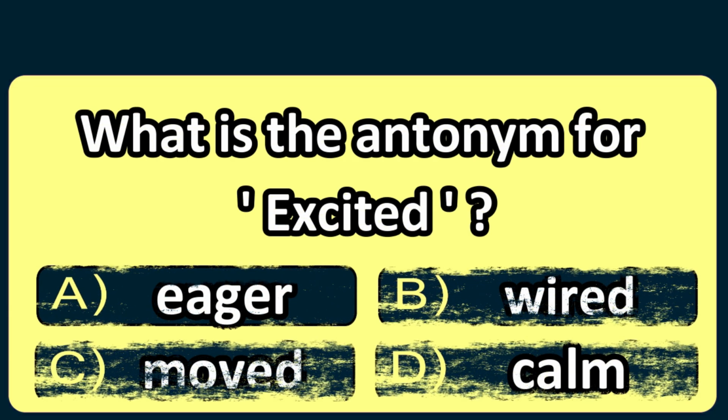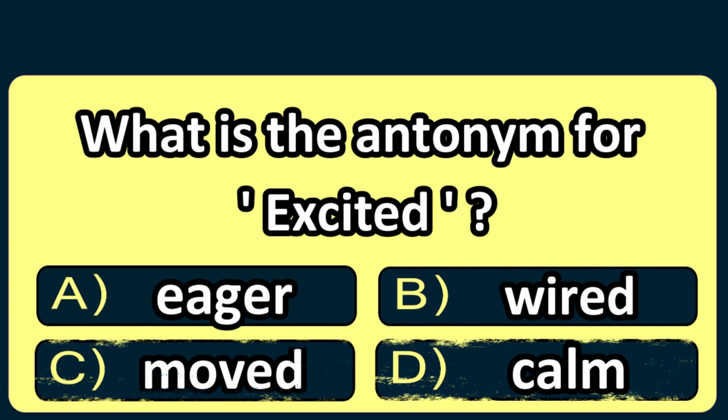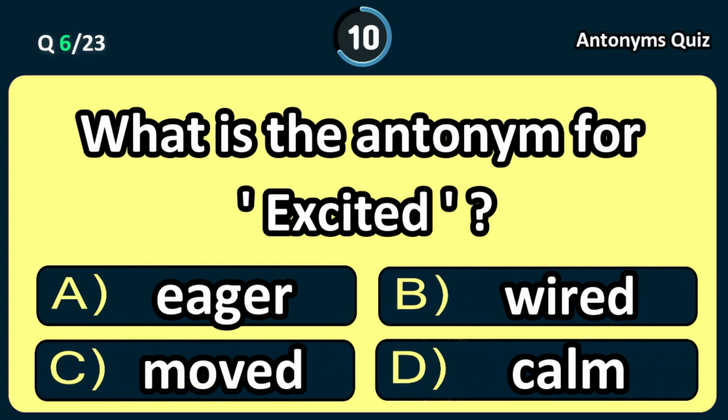Six. What is the antonym for excited? A. Eager. B. Wired. C. Moved. D. Calm.